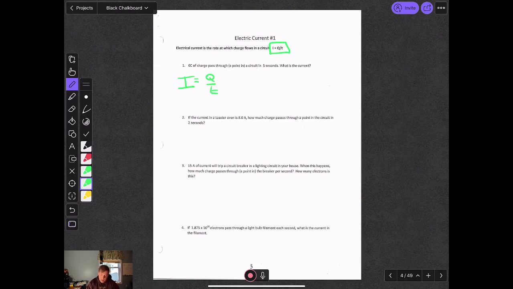Well, it's a practice page, but I have 6 coulombs of charge. So my Q is 6 coulombs. I have a time of 5 seconds. So what is my current? So there's my formula. Then I plug in 6 coulombs over 5 seconds. And that's going to be 1 1/5 or 1.2 A's.